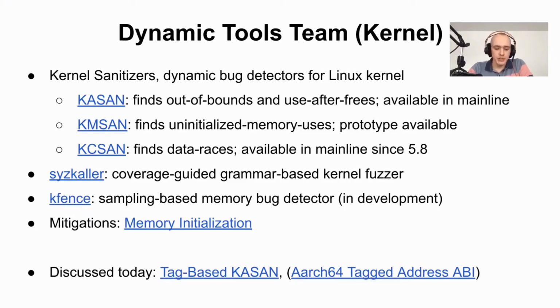For mitigations in the kernel, first of all, we've been working on memory initialization, and the idea is really simple. We want to initialize heap and stack memory to avoid leaking information from the kernel. And today I will mostly focus on a new KASAN mode, which is a software implementation of the memory tagging concept for the kernel, and it's called Tag-Based KASAN.